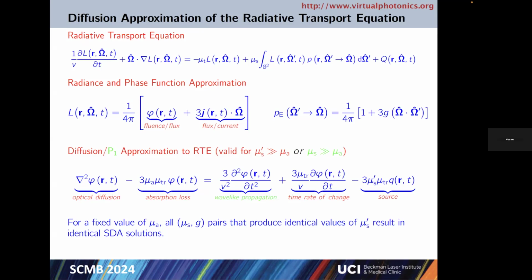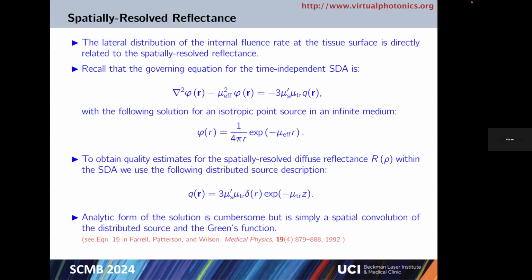Okay, so you played around with spatially resolved reflectance yesterday. This is the equation. This is really more for your own documentation. This is what the equation looks like for spatially resolved reflectance in steady state. One way to solve this is to do what's called a Green's function solution, which is the solution for a point source and do a spatial convolution. So this is the equation for the solution for a point source.